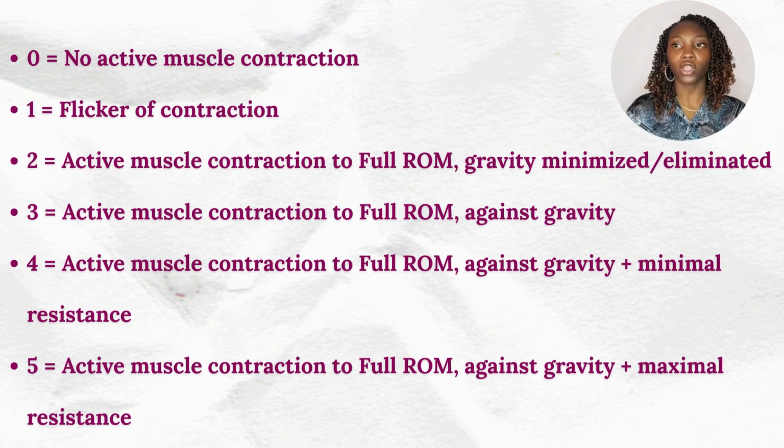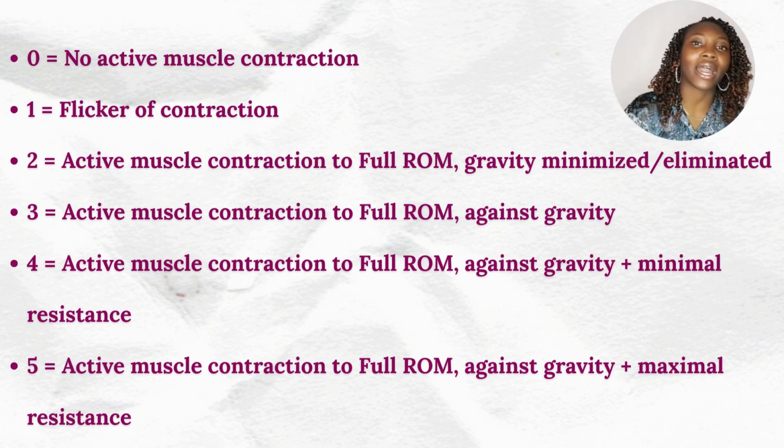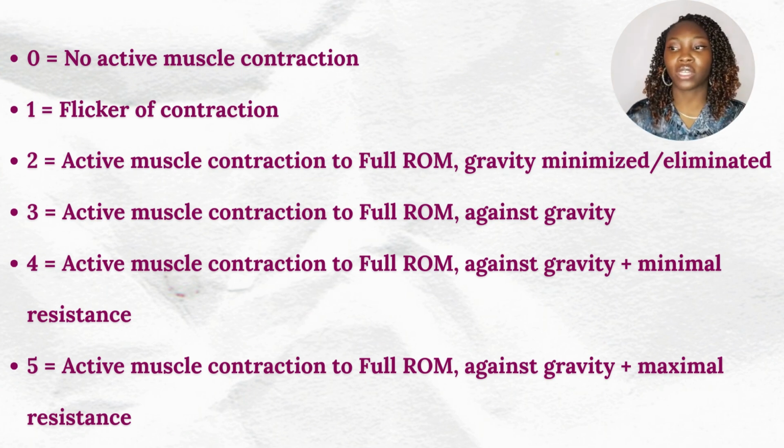Then 2, you assign them a score of 2 when the patient is able to actively, that is on their own, contract their muscle to move a limb through the full range of motion in a gravity minimized or eliminated position, which means you're asking them to move that part of their body in a way that does not resist gravity.